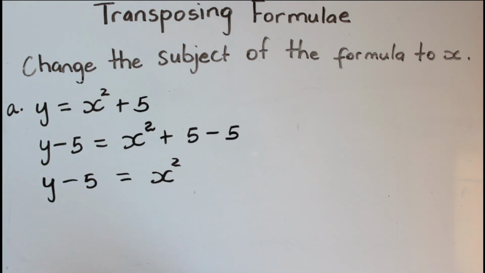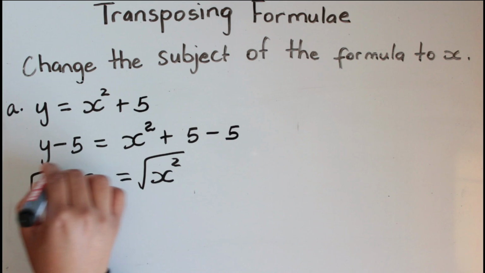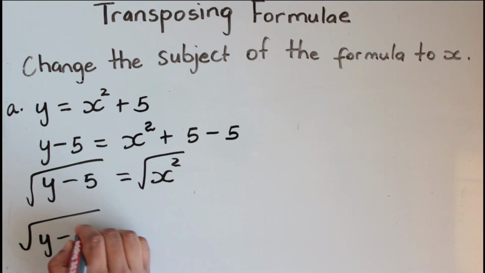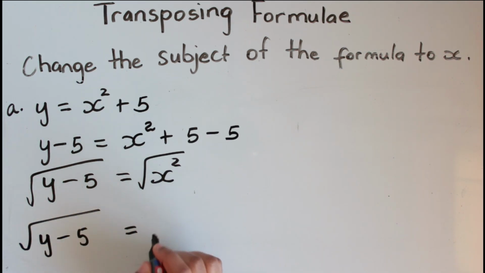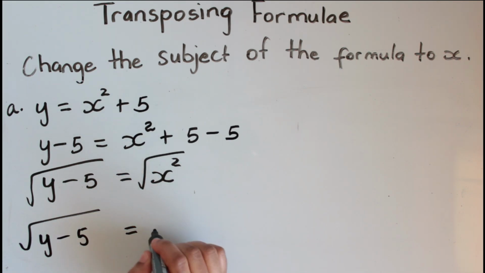Now I need to get that x by itself, so I need to get rid of the square. The inverse of square is finding the square root, which means I need to find the square root of both sides of the equation. So on my left I will just have the square root of y minus 5, and on my right, if I find the square root of x squared, I'll simply get x. And remember, that was the aim, to get the x by itself. So that's my final answer for this question.